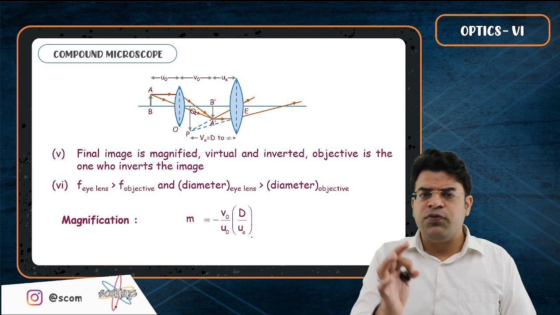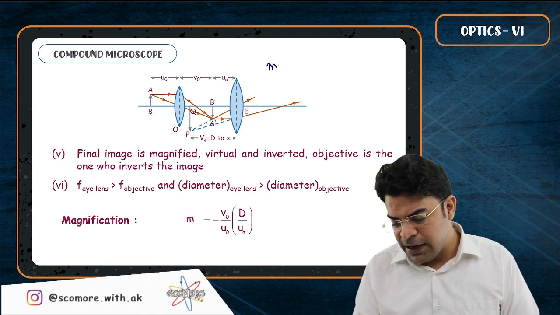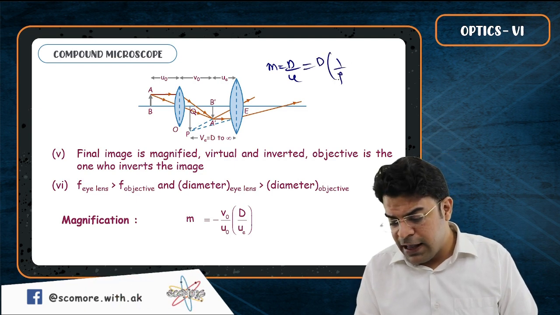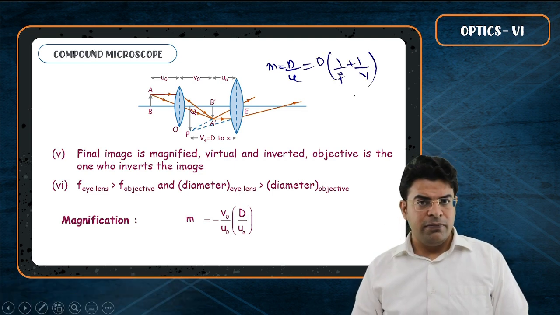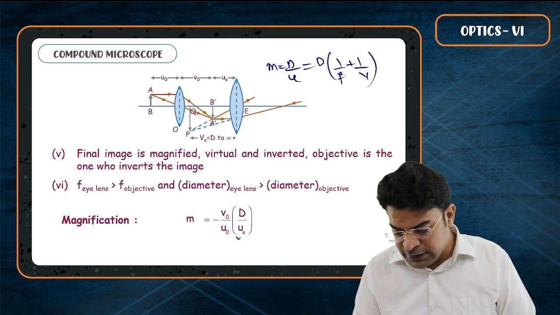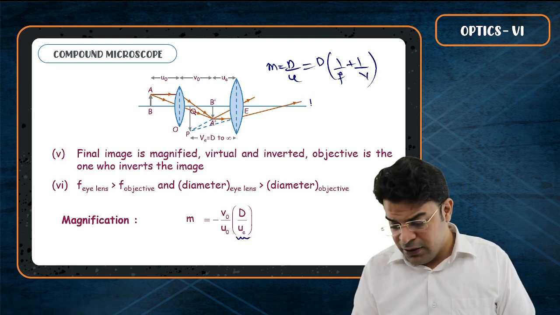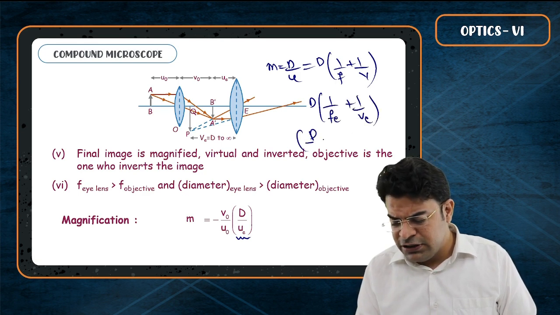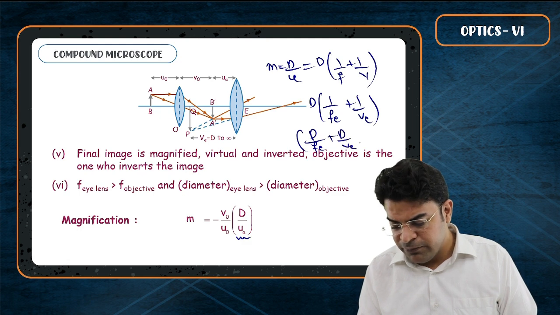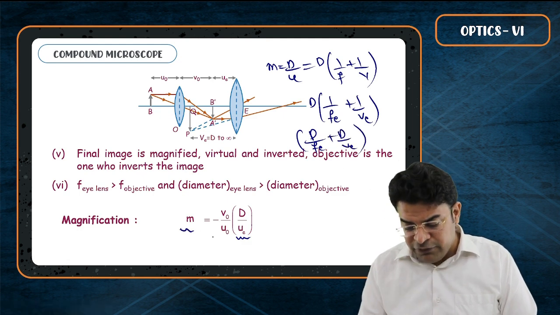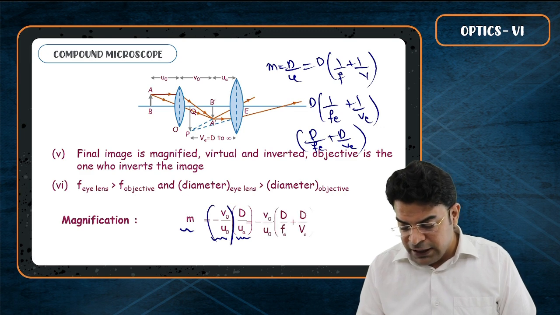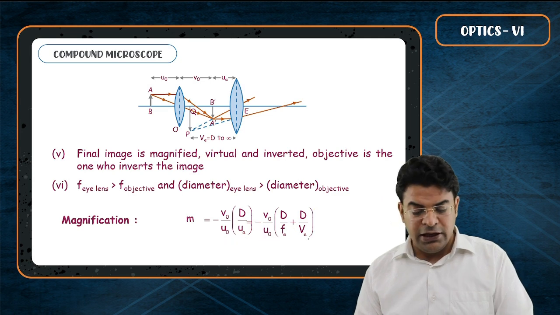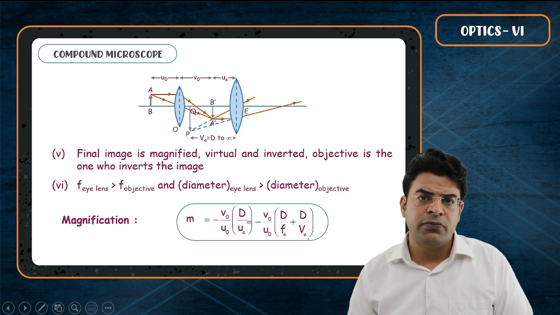As we did for the simple microscope, we said that magnification equals D by u. Then in place of 1 by u, we wrote 1 by f plus 1 by v. So here also, rather than writing D by u_e, you can write D times 1 by f_e plus 1 by v_e, which becomes D by f_e plus D by v_e. So you can write the same magnification as the magnification due to the objective, minus v naught by u naught, multiplied by D by f_e plus D by v_e, and you need to remember these formulas.